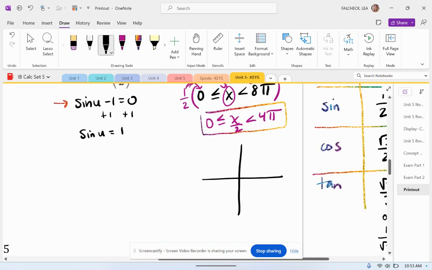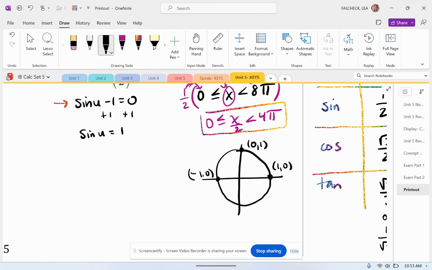If I'm trying to find where we have a trig ratio of 1, I'm going to sketch my unit circle. Okay, so on the unit circle, I'm looking for a y coordinate of 1. How did I know that it's going to be the y coordinate? Because x is cosine, y is sine. So I'm looking for where y is 1 on the unit circle. And that's going to happen at pi over 2. So I have u equals pi over 2.